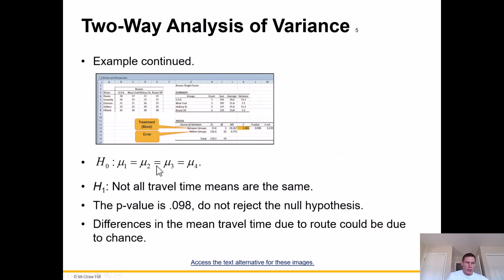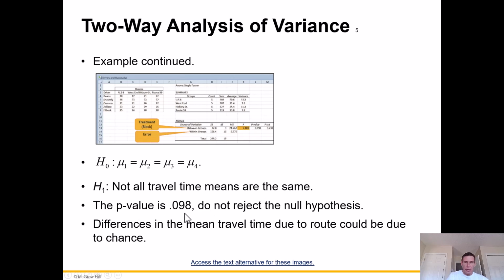All right, so as always, I write out my null hypothesis, right? H sub 0, that's always the null hypothesis, and these are all equal because I'm saying in a null hypothesis there's no change, right? And then H1, my research hypothesis: not all travel time means are the same.